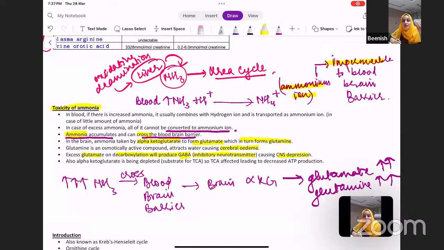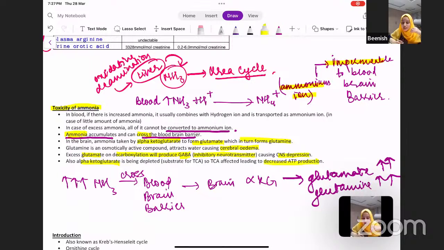So when your glutamate level increases, it gets decarboxylated, producing what? GABA, which is an inhibitory neurotransmitter, thus leading to CNS depression. Also, as your alpha-ketoglutarate is being depleted, what is happening? Your alpha-ketoglutarate is a very important substrate for TCA. So your TCA is getting affected, and in turn, your ATP production is decreased.